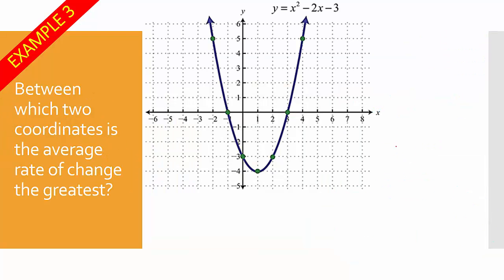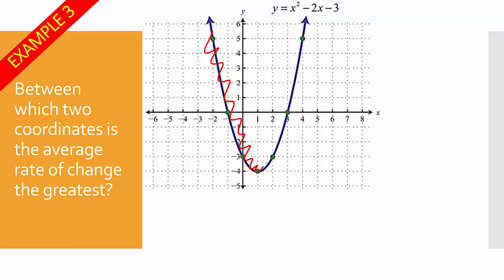Okay, next example. Between which two coordinates is the average rate of change the greatest? So we're looking for where the average rate of change is, and it says the greatest. So, the difference between where is the greatest rate of change and where is the rate of change the greatest. Greatest means the highest. So we're looking for the biggest number, unlike past problems where we're just looking for the biggest change. So that can rule out anything over here, because all these rates of change are going to be negative. So now we're looking for positive.